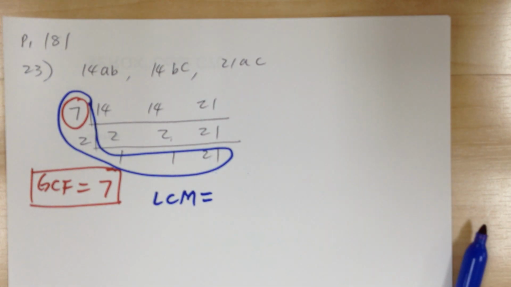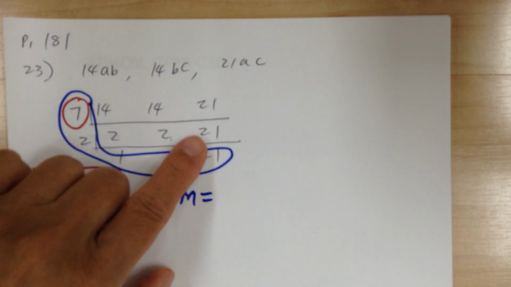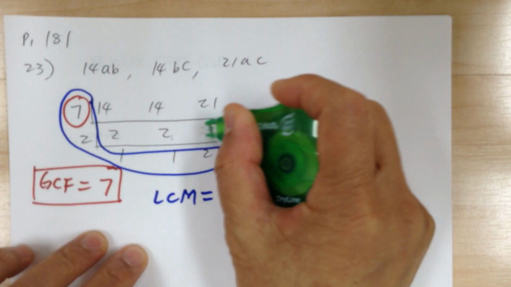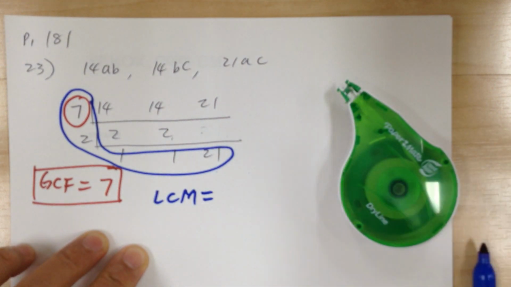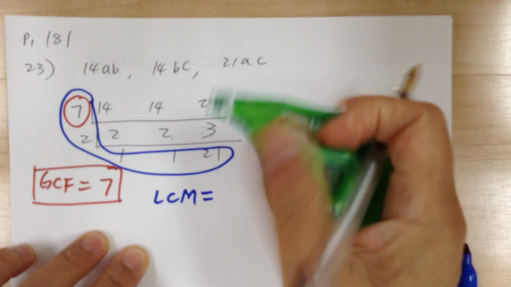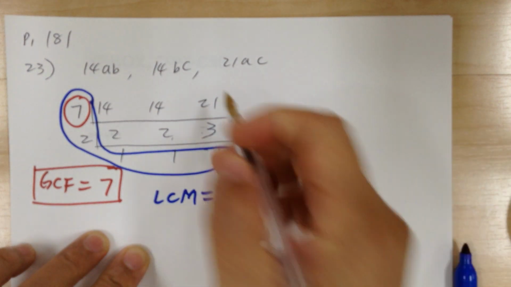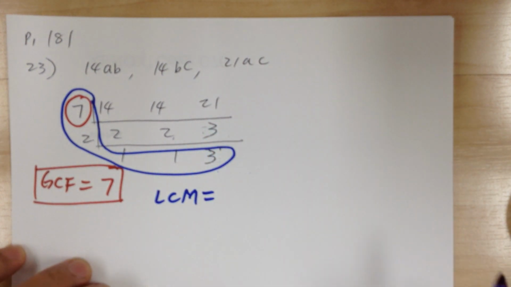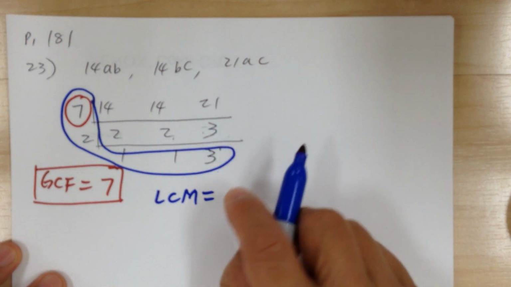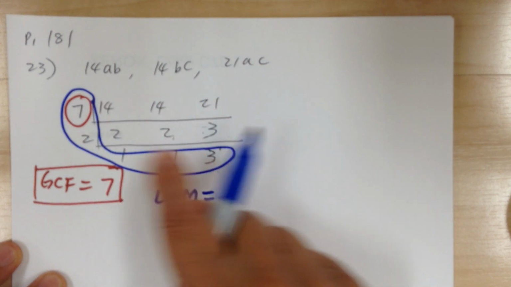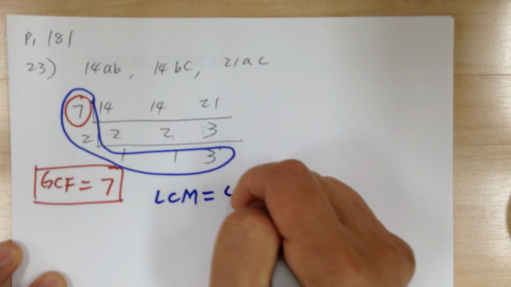Oh, wait, this is not right. This is 3. Forgot to do this. This is the 3. There we go. Okay, so for LCM, you just multiply 3 times 2 is 6 times 7 would be 42.